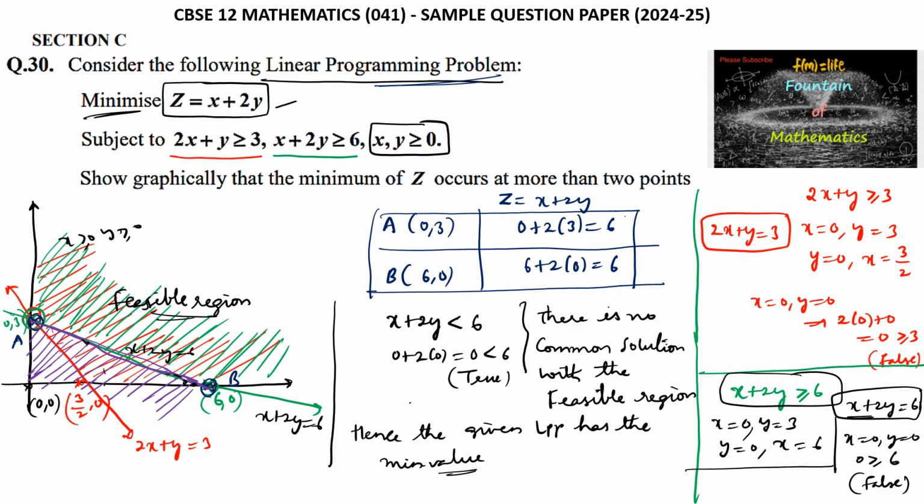also satisfies. Let us consider the point (2, 2), x equal to 2 and y equal to 2, which also satisfies, and any other point on the line joining these two points also satisfies. Hence we can say there are more than 2 points which give the minimum value. So graphically we can prove it: the minimum of z occurs at more than 2 points. Okay.